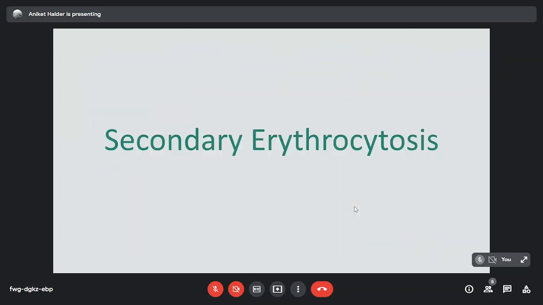So after primary erythrocytosis, let's move on to the next entity, that is secondary erythrocytosis.